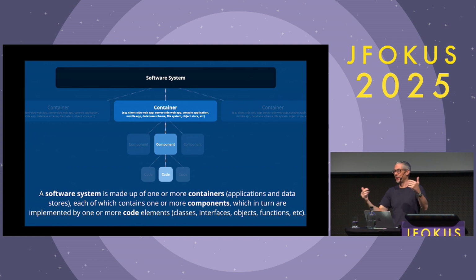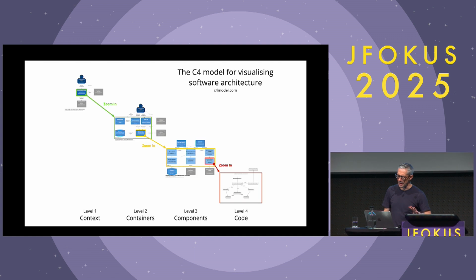If you zoom into the boundaries of a software system, I'm going to say it's made up of one or more containers. By container, I mean application or data store, and we'll see some examples of that shortly. Zoom into the boundaries of an application, and it's made up of components. That's specifically what this talk is about today, and components are built from code. So that's the four set of abstractions that underlies C4.